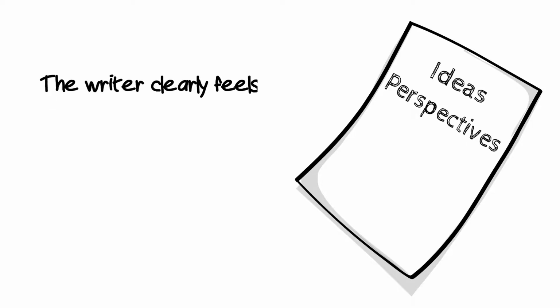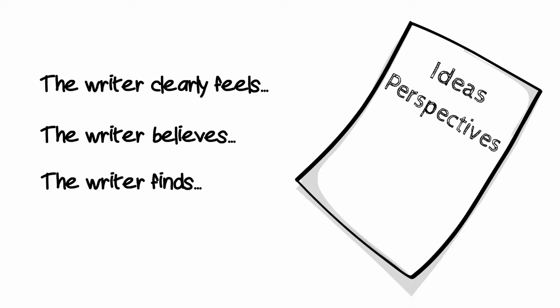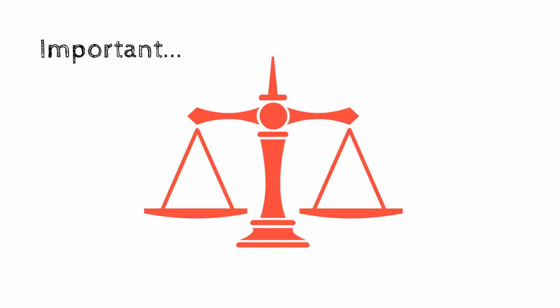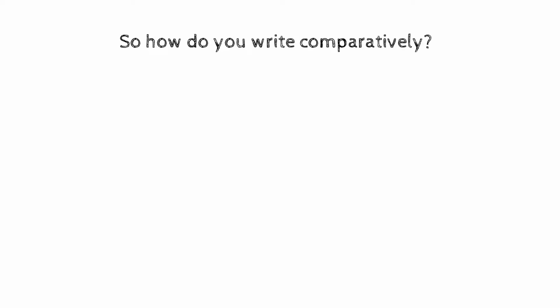Because you're being asked to look at the presentation of the writer's ideas and perspectives, you should use phrases such as, the writer clearly feels, the writer believes, or the writer finds. It is important that you give a balanced, consistently comparative approach, so your planning should focus on making connections between the texts. So how do you write comparatively?